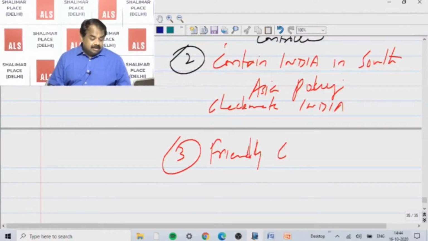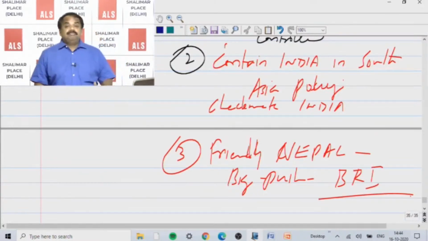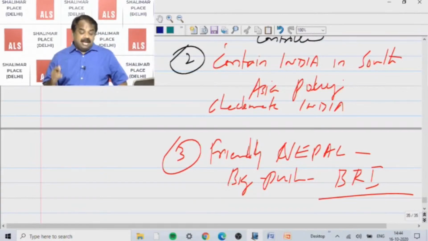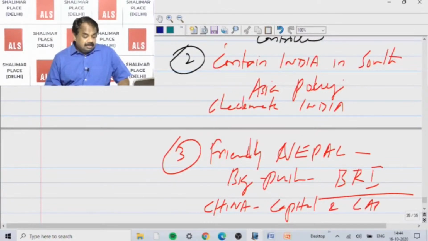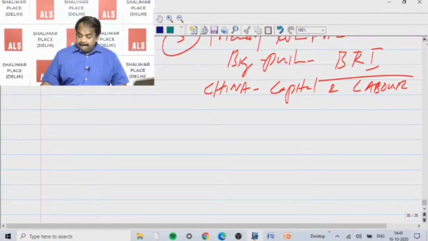And number 3, definitely, a friendly Nepal will be a big push for their BRI, the Belt and Road Initiative, and many infrastructural projects, where China can export their capital and labor.